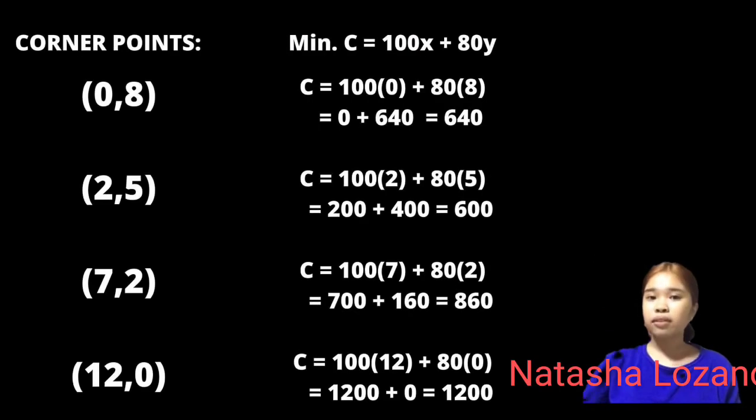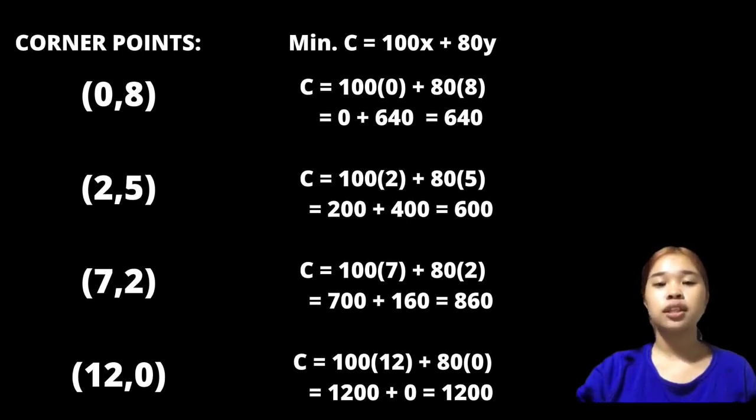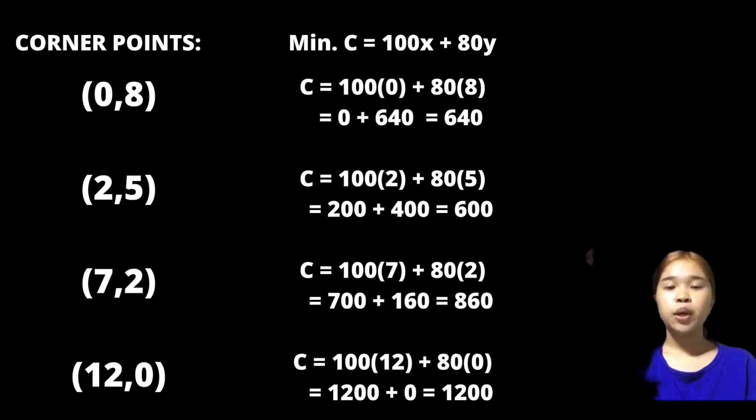Since we already have our feasible region, we will test its vertices to determine the optimal solution, by substituting our corner points into the objective function, such as substituting (0, 8) into the objective function, which is minimum cost equals 100x plus 80y. Now we have C equals 100 times 0 plus 80 times 8, which equals 640. Corner point (2, 5) substituted into the objective function, we have 640. (7, 2) substituted into the objective function, we have 1200.